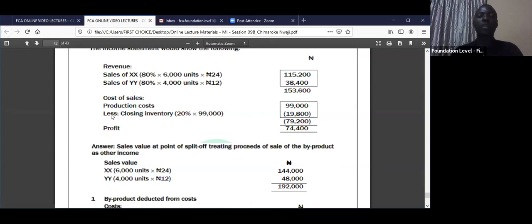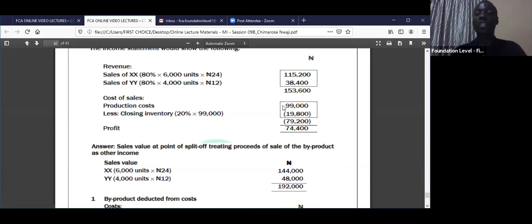Production cost. Closing inventories, 20% times 99 naira, because we didn't sell 20% of it. So we are valuing them the way we value the full production cost. When you remember the absorption costing method, we said that we use absorption costing for valuation of closing stock. And now look at the closing stock here. What you produce, 99,000.